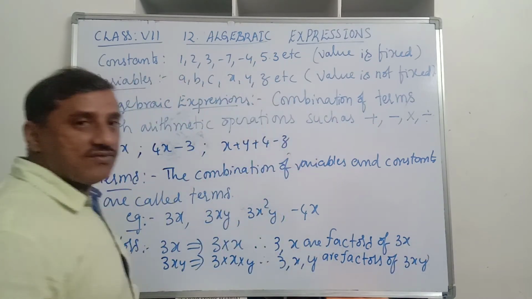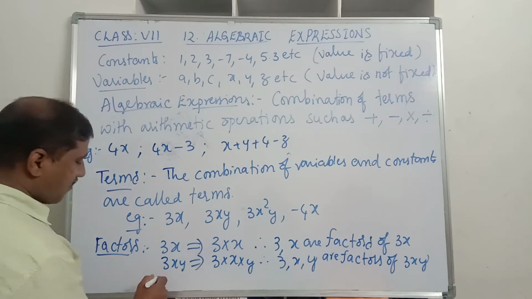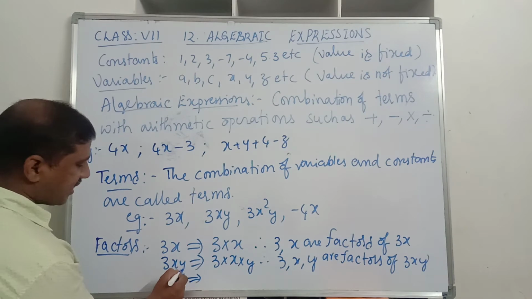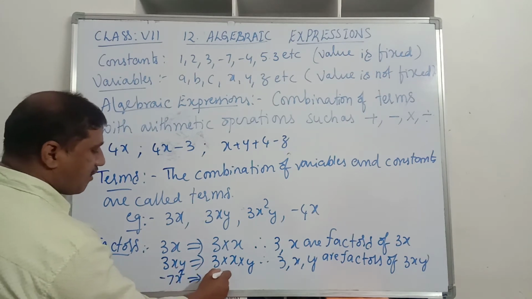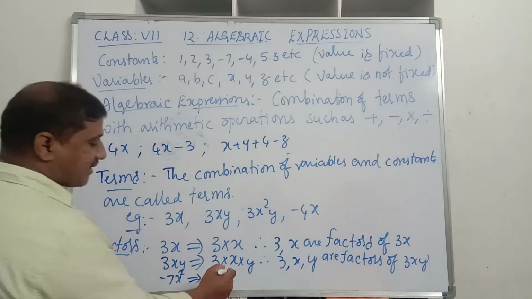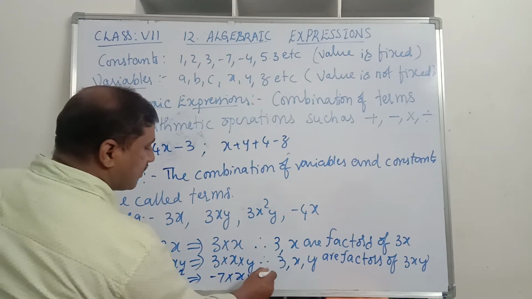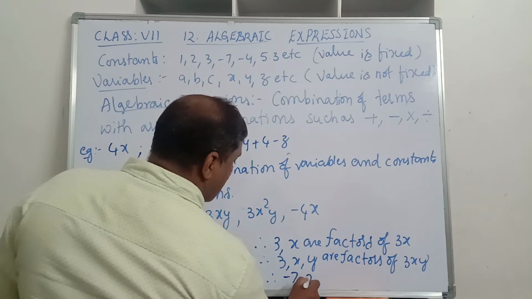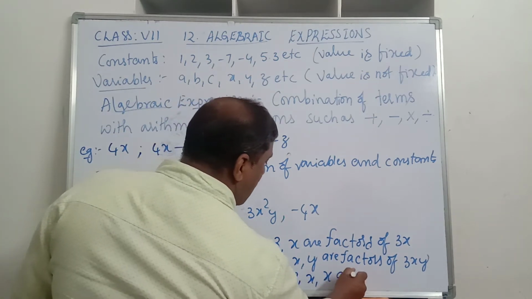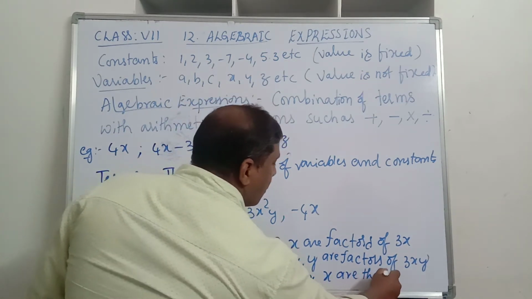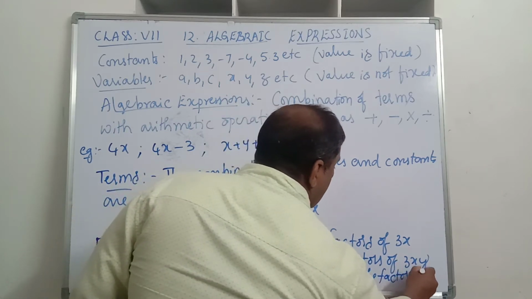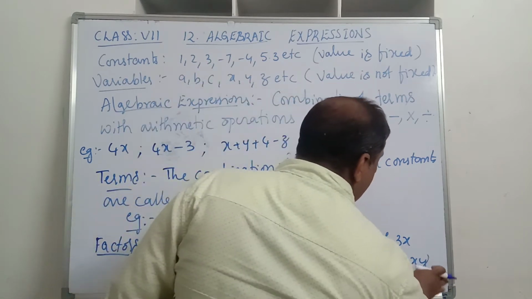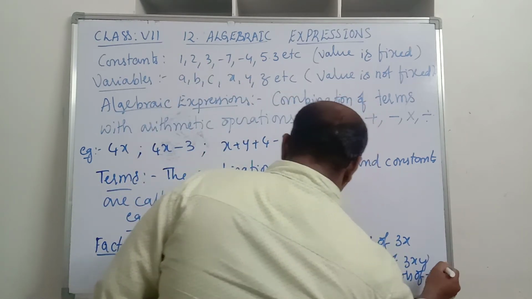3xy. Even if you take one more, minus 7x square. Minus 7x square, what are the factors? Minus 7 into x square, which means x into x. Therefore, what are the factors of minus 7x square? It is minus 7, x, x. They are the factors of minus 7x square.